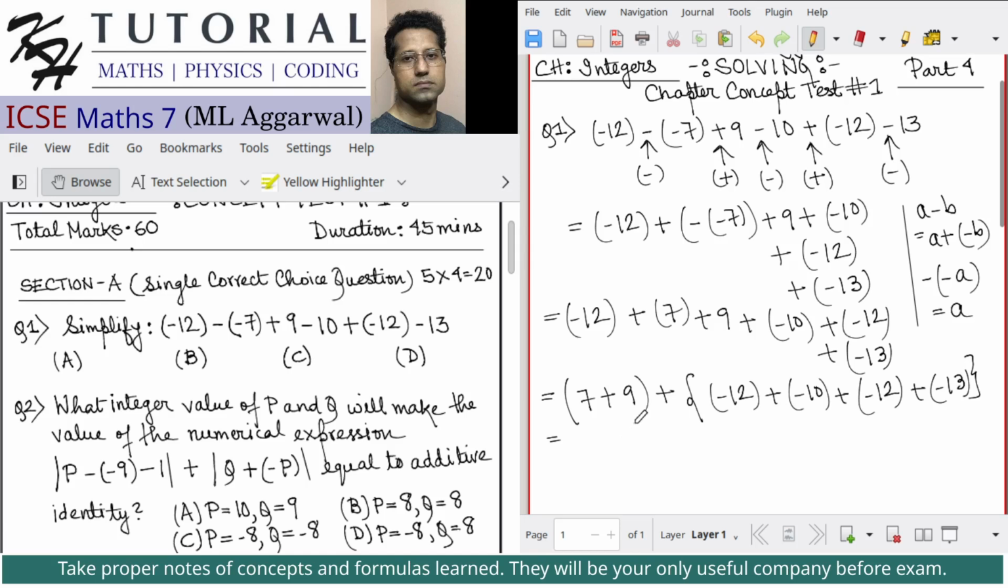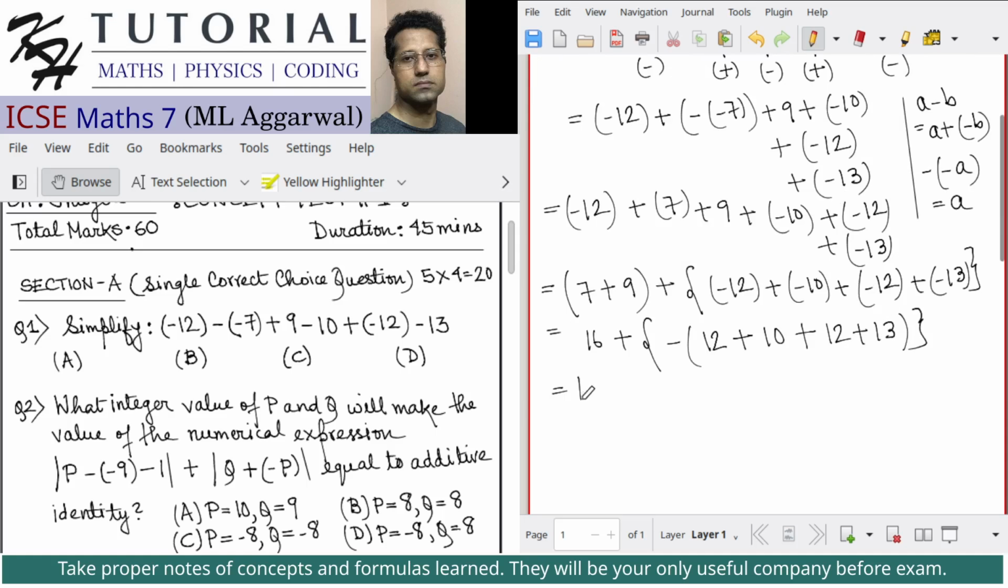Okay, so 7 plus 9 is 16, and what will be the addition of all the negative integers? It will be a negative of the sum of all the absolute values of the negative integers. So the absolute value of minus 12 is 12, the absolute value of minus 10 is 10. So like this we have 12 plus 10 plus 12 plus 13.